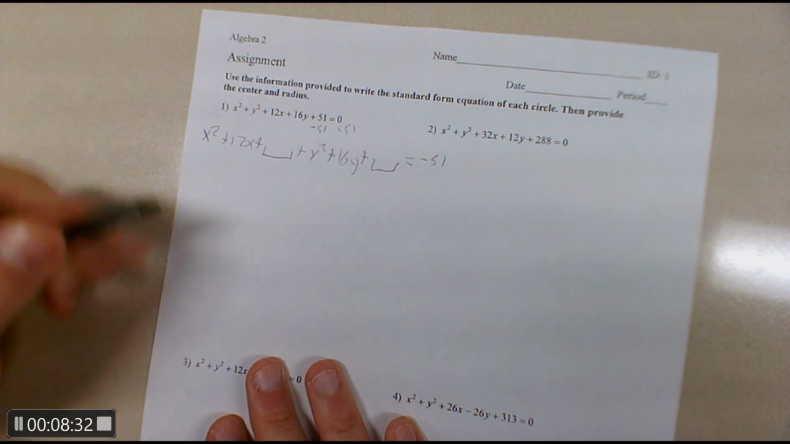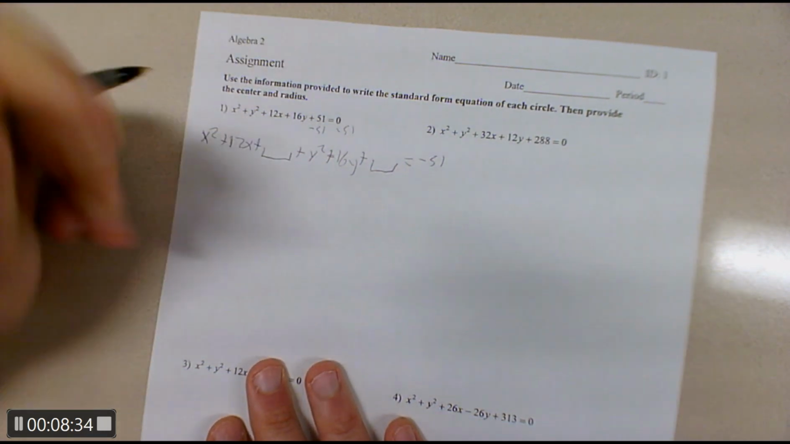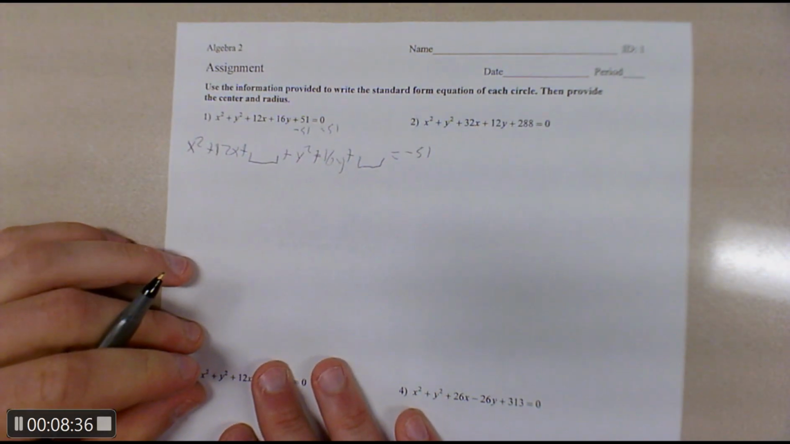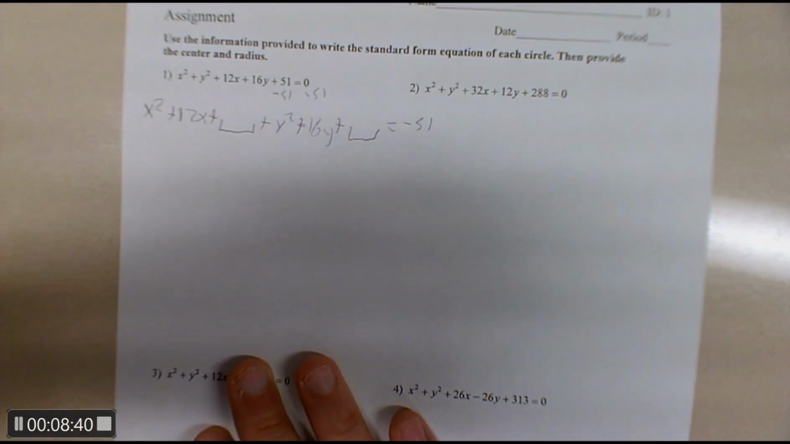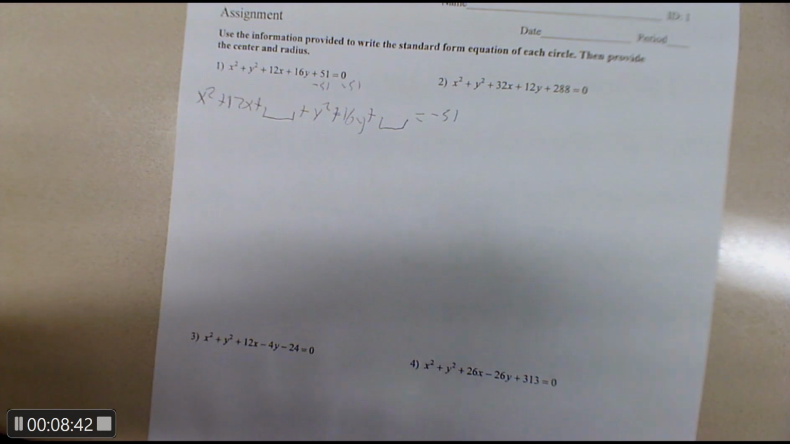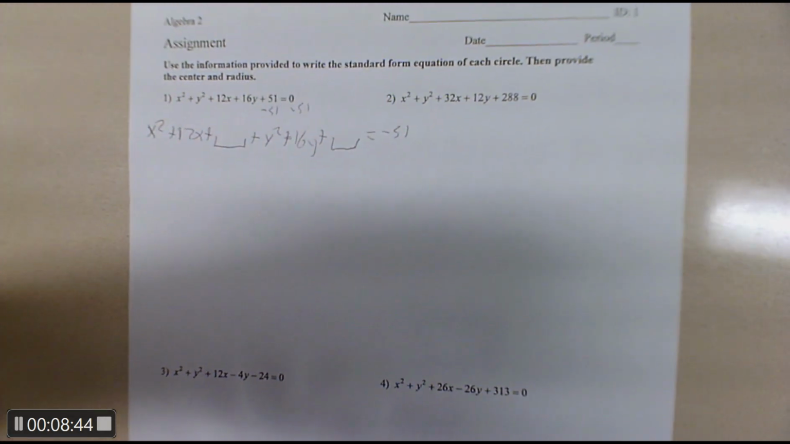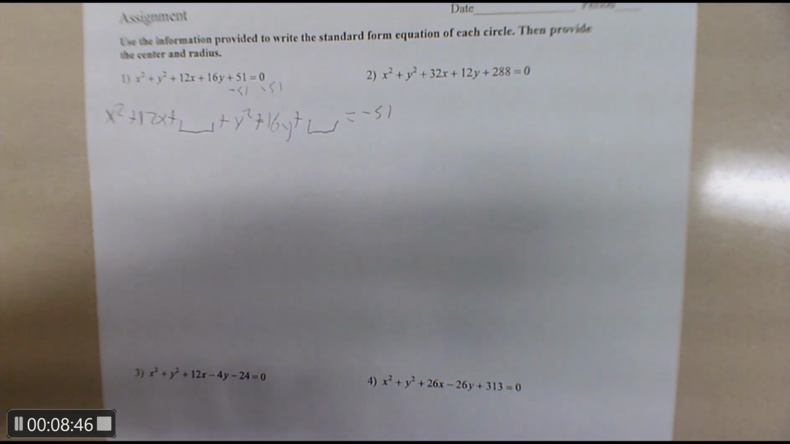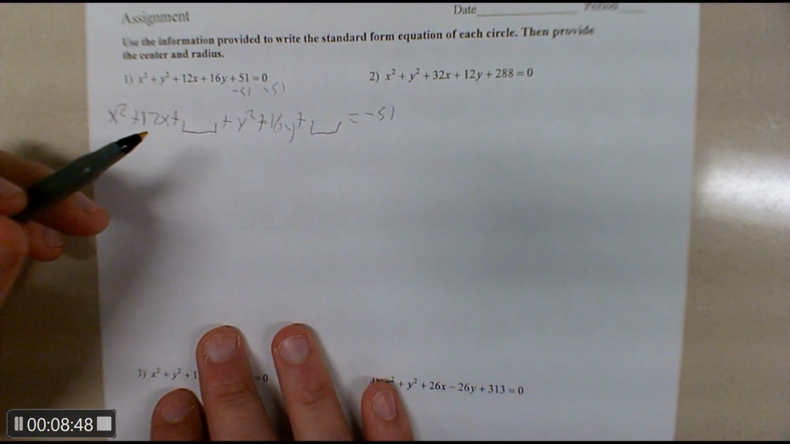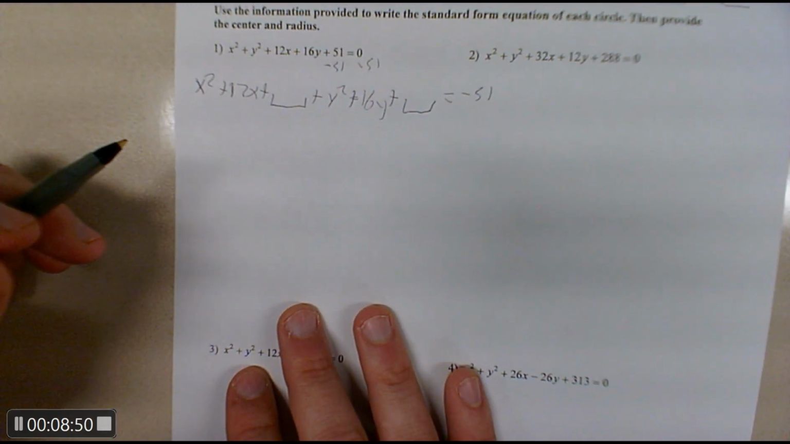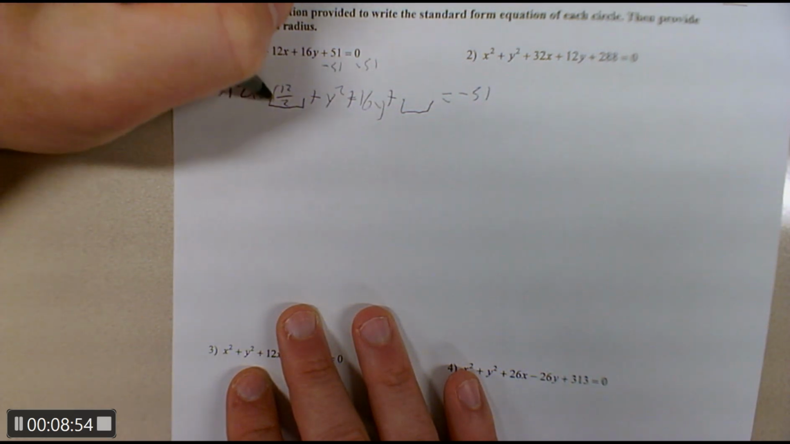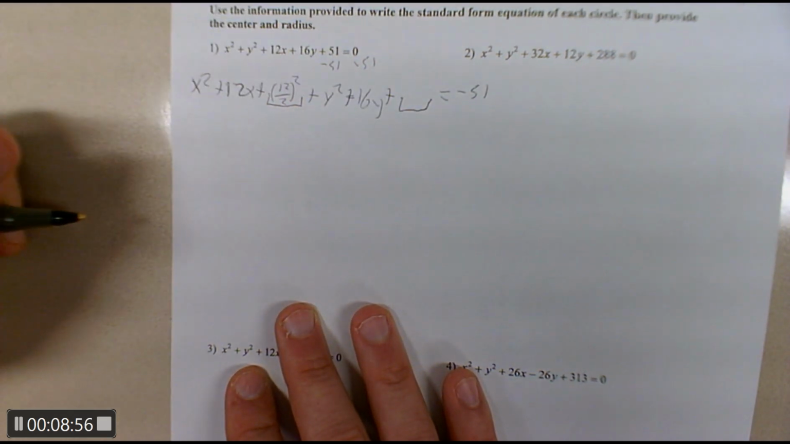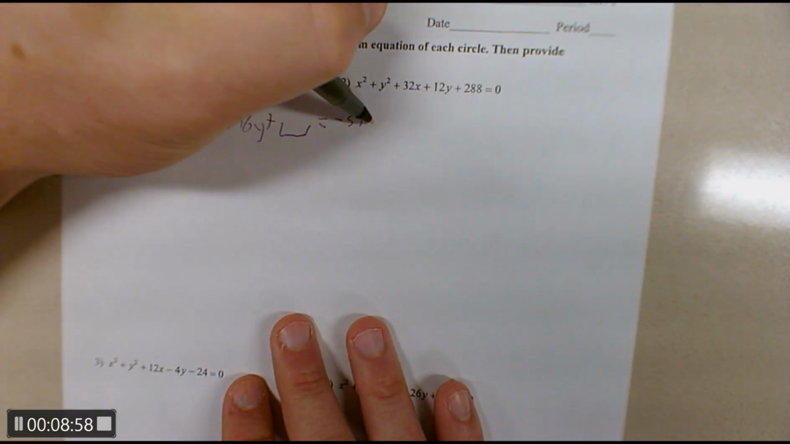This is the completing the square part. And because we have two variables, we're going to have to do it for both our x and our y terms. So, my x term is 12x. So, the magic number is going to be 12 over 2 squared. If I do it to the left, I have to do it to the right.